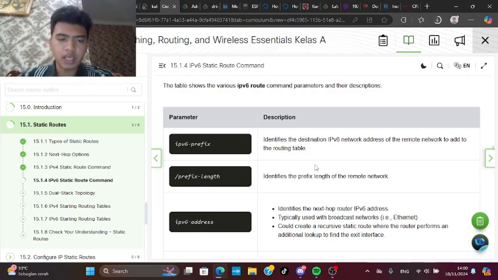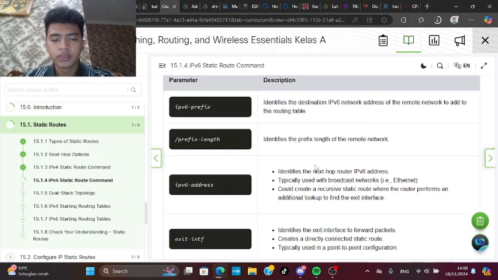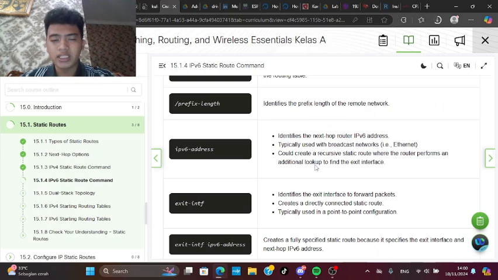Okay, so the first is the IP version 6 prefix, which identifies the destination IP version 6 network address of the remote network to add to the routing table. The second identifies the prefix length of the remote network. Then we have the IP version 6 address, which identifies the next hop router IP version 6 address, typically used with a broadcast network also. It could create a recursive static route where the router performs an additional lookup to find the exit interface. So most of it is the same.